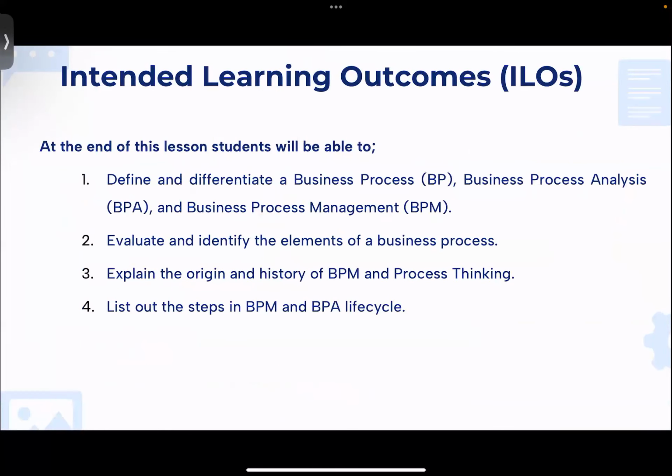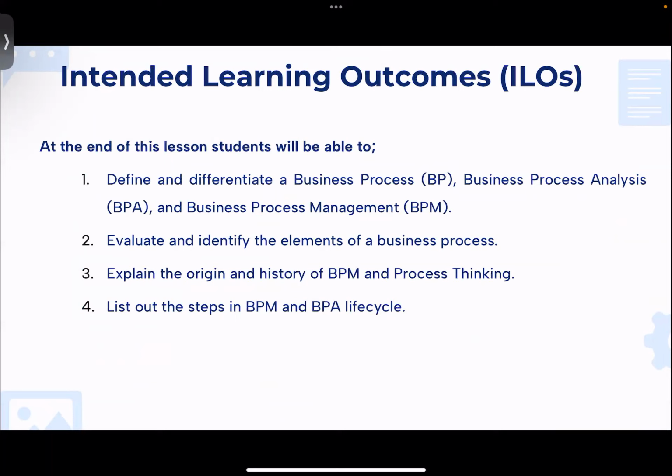These are the ILOs that you have to achieve at the end of the lesson. Initially, you should be able to define and differentiate what is business process analysis and business process management. Here you can identify key terms: business process analysis and business process management. And the next one is you should be able to evaluate and identify the elements of a business process.